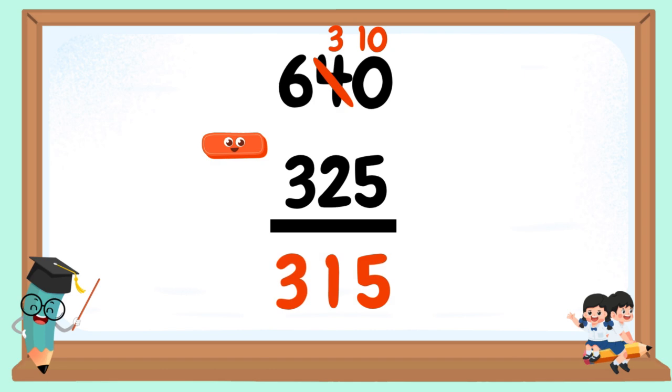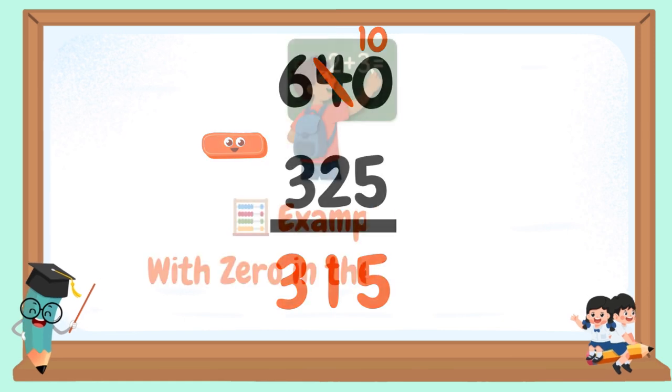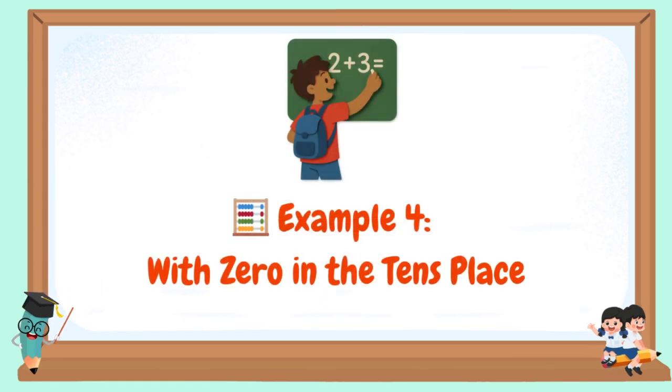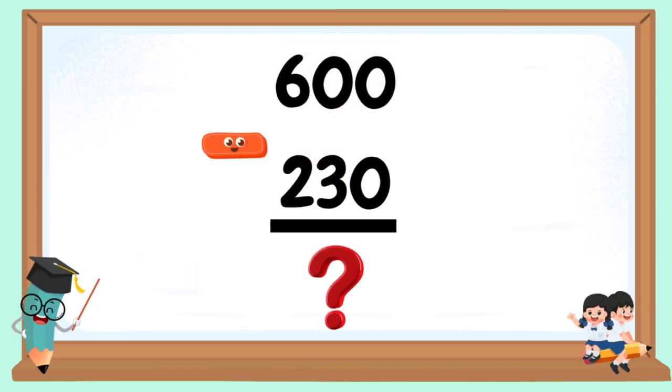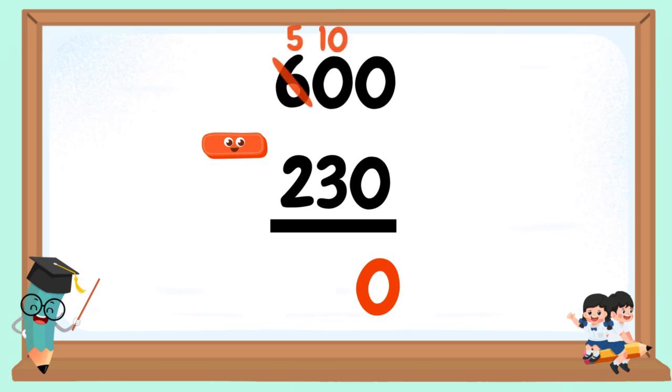315 is our difference. Example 4. With 0 in the tens place. 600 minus 230. 0 minus 0 is equal to 0. 3 minus 0 cannot be done. That's why we need to borrow 1 from 6.